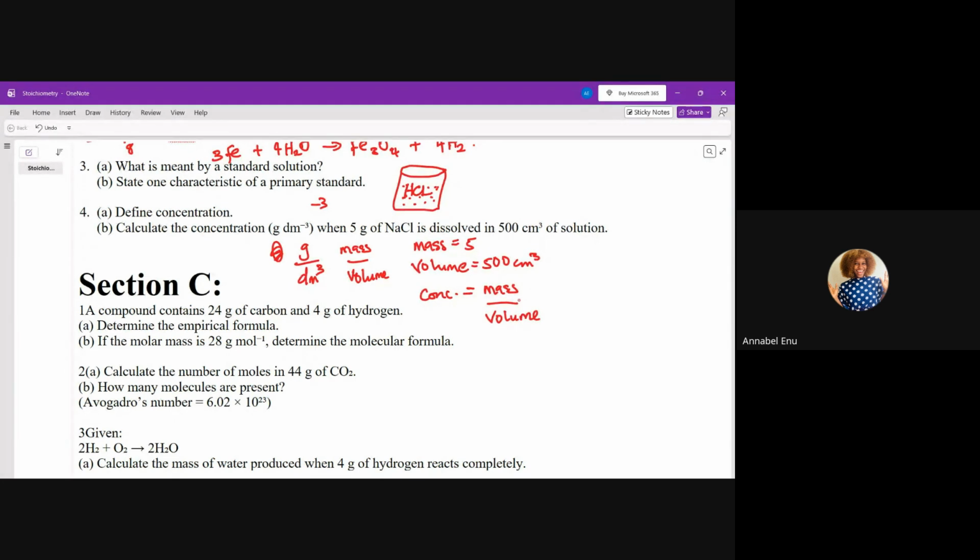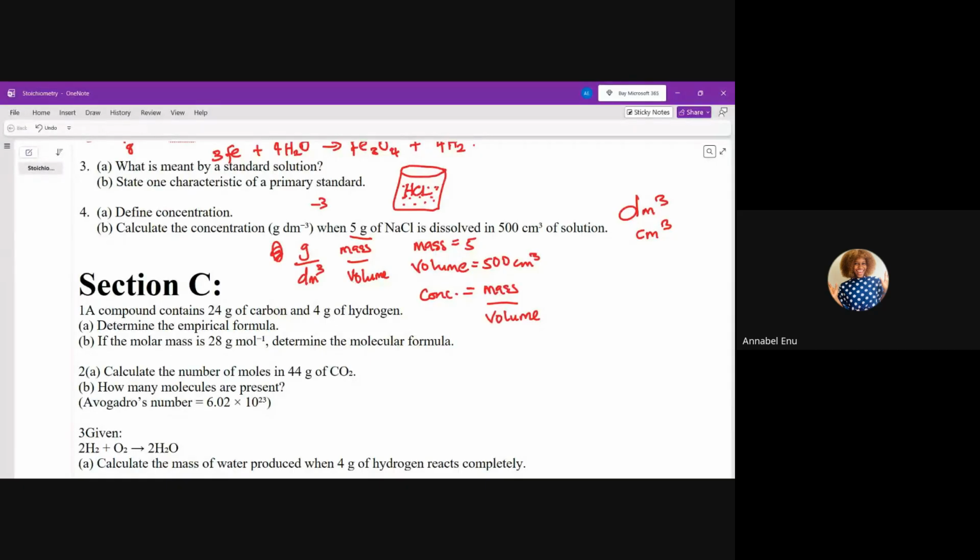So now we say concentration is mass over volume. But take note, your question says your concentration should be in gram per dm cube. The mass given to you is in gram, that is good to go. But the volume given to you is not in dm cube, and we cannot have dm cube and centimeters cube in one question. We have to stick with only one because both are units for volume. We can't have two units in one question. It's going to contradict our answers.